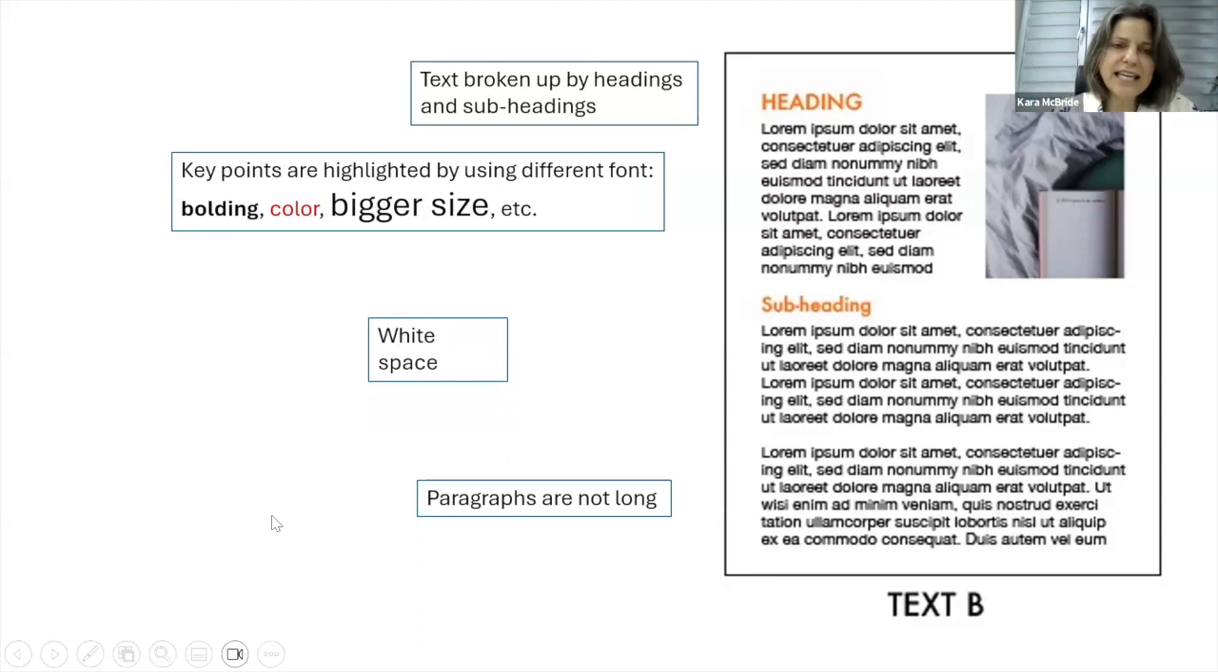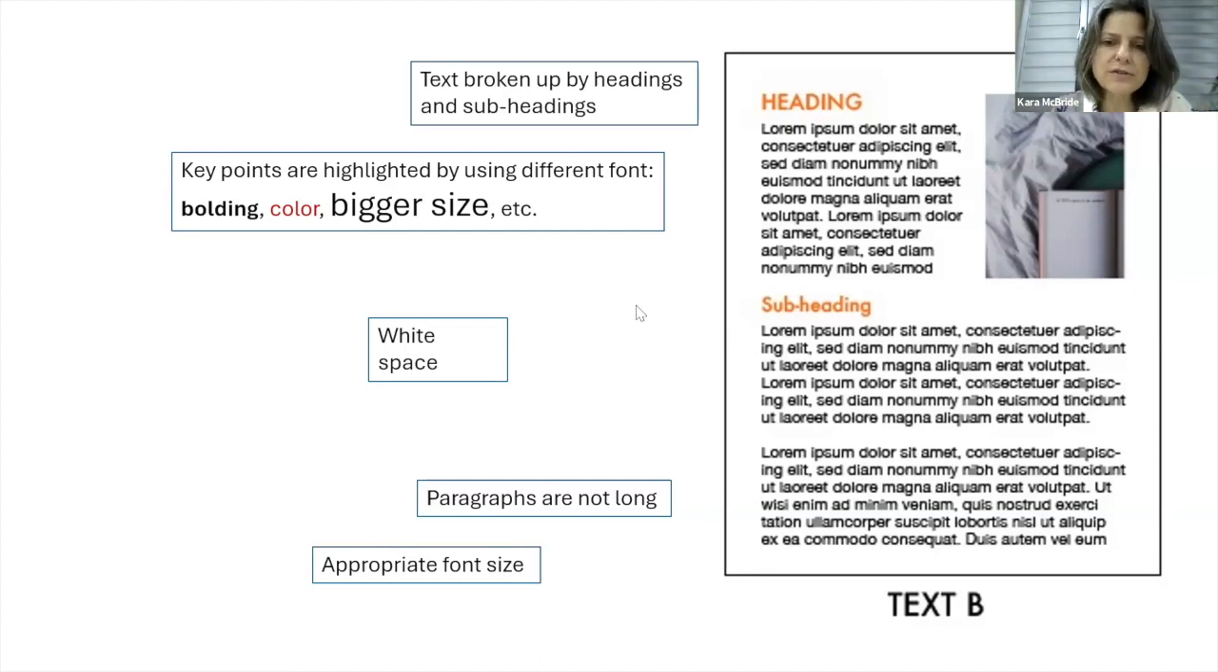And then again, big, long blocks of text are often just skipped. So if you want people to read your text, keep the paragraphs short and have white space between the paragraphs. And then finally, you need to have appropriate font size. So just again, to make it easy to read and attractive.